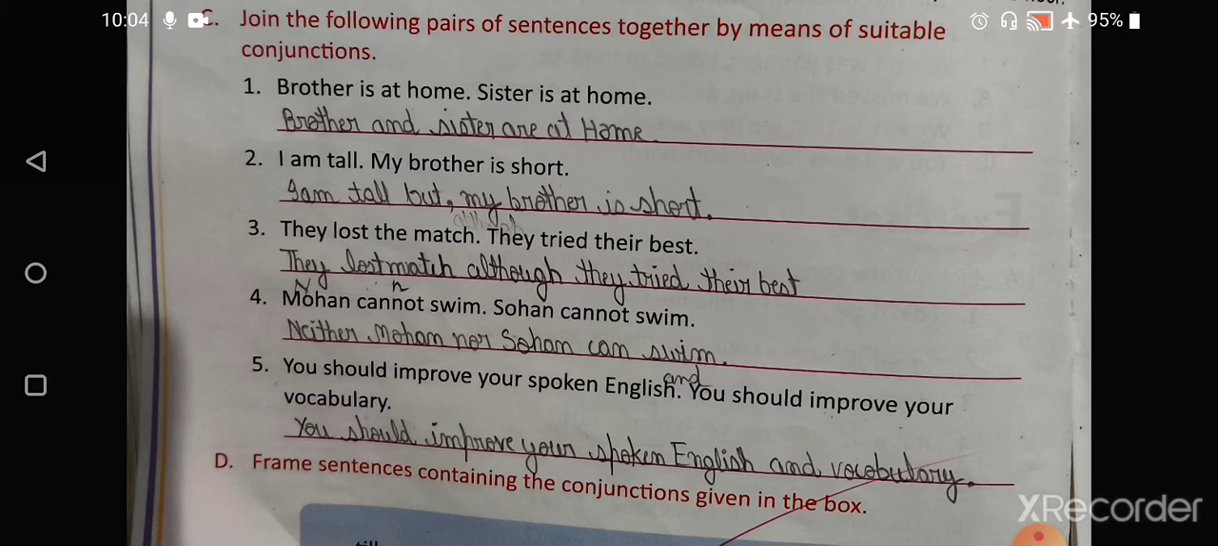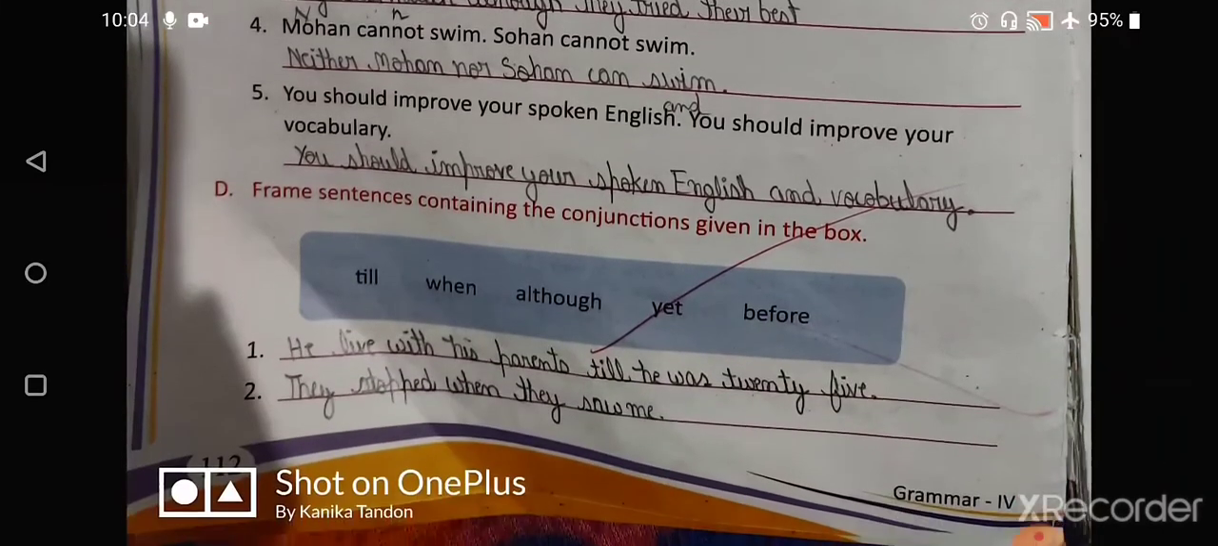Mohan cannot swim, Sohan cannot swim. So, neither Mohan nor Sohan can swim. You should improve your spoken English. You should improve your vocabulary. So these have similar ideas, right? Same subject, same class. You should improve your spoken English and vocabulary. Alright, coming on to the next exercise.